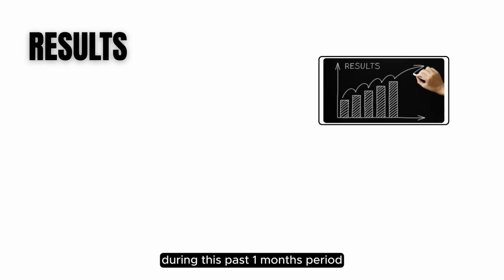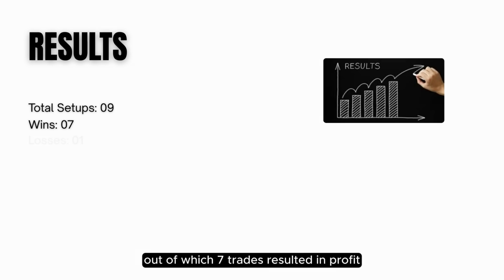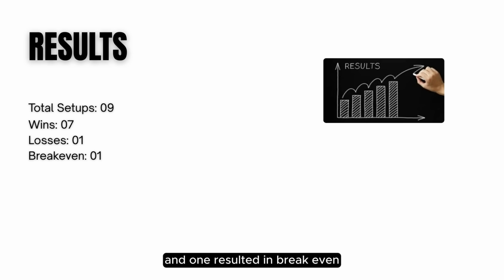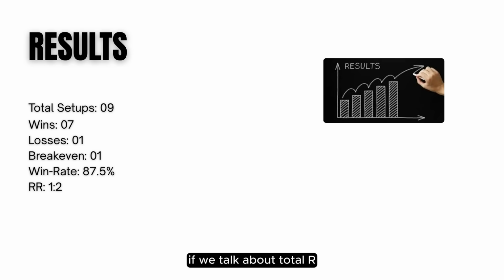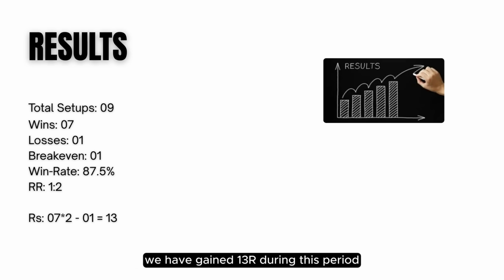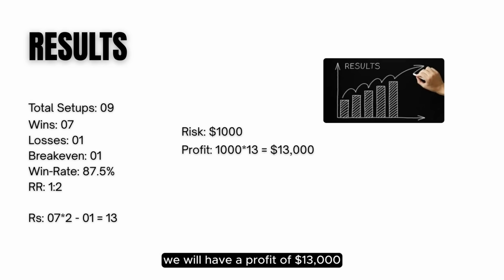During this past 1 month's period, a total of 9 setups formed, out of which 7 trades resulted in profit, while 1 resulted in loss, and 1 resulted in break-even. So if we ignore the break-even trade and consider the 8 trades that resulted in either profit or loss, we can say that we have a win rate of 87.5%. While having a 1 to 2 risk to reward ratio, these are really amazing results. If we talk about total R, we have gained 13R during this period. This means if we were risking $1,000 per trade, at the end of the month, we will have a profit of $13,000. If we consider these results, this is an ideal trading model.